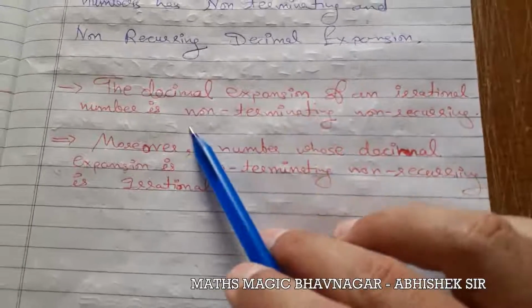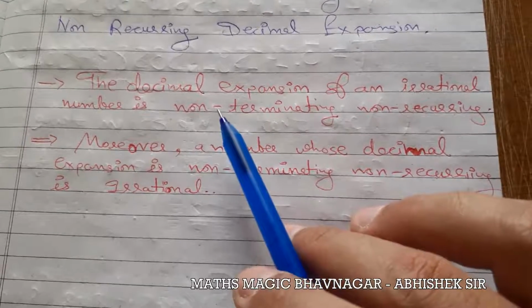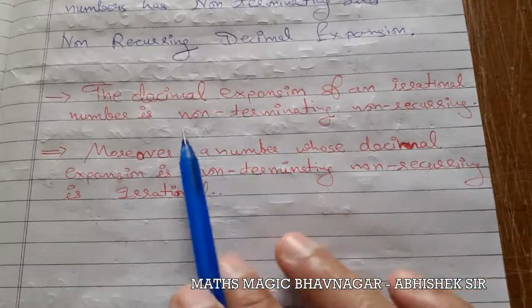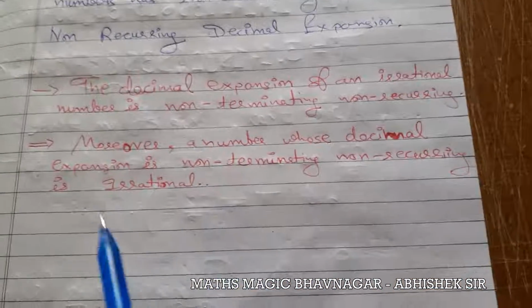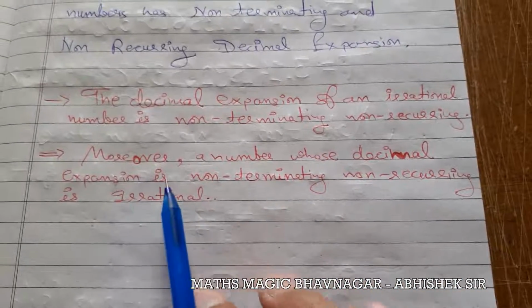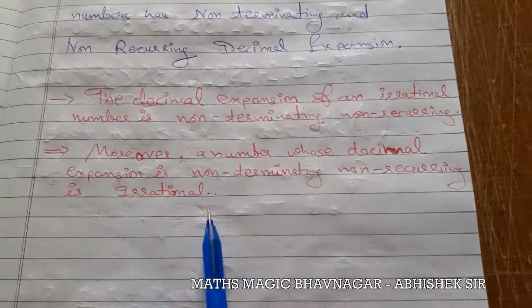So we can write the definition of decimal expansion of irrational numbers. That is, the decimal expansion of irrational numbers will be non-terminating and non-recurring. Or we can also say that whenever the decimal expansion of a number is given as non-terminating and non-recurring, the number will be irrational.